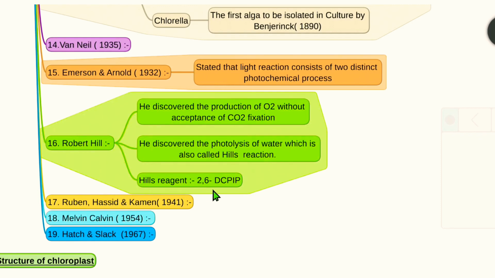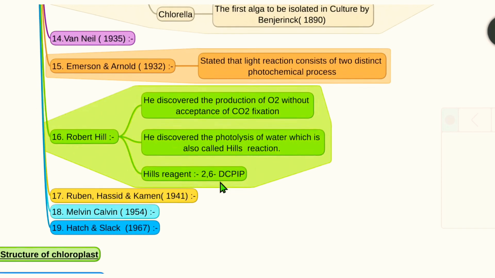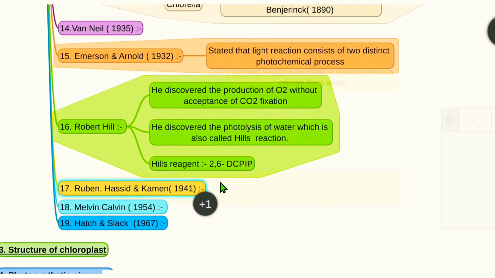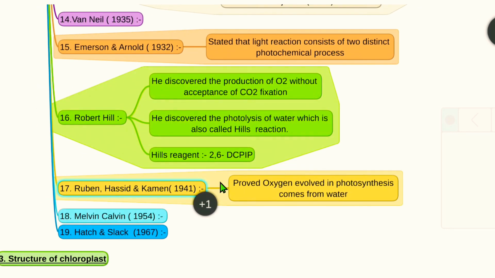The reagent he used is known as Hill's reagent, 2,6-dichlorophenol indophenol, or 2,6-DCPIP. And the next one is Ruben, Hassid and Kamen in 1941. They proved that oxygen evolved in photosynthesis comes from water.